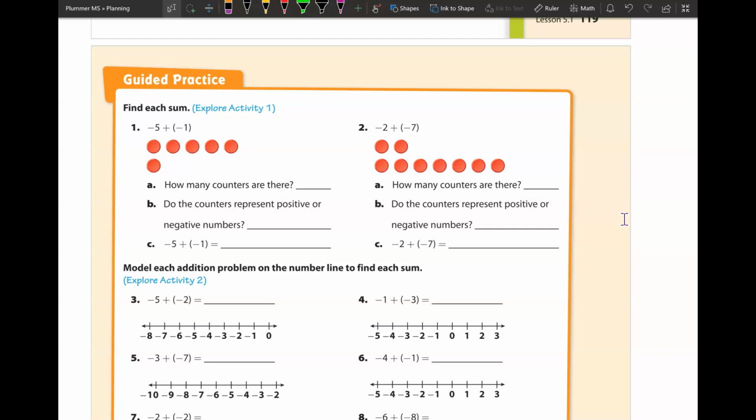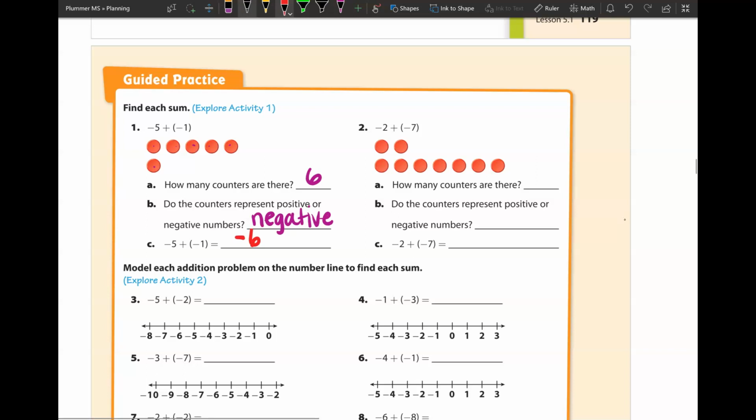Alright, so we're going to keep modeling, and it says find each sum. -5 plus -1. So A says how many counters are there? I'm going to count 1, 2, 3, 4, 5, 6. There are 6 counters. Do the counters represent positive or negative numbers? Well, because they're red, we're going to represent negative. So C is, what is -5 plus -1? Well, there's 6 of them total, and the red represents negative.